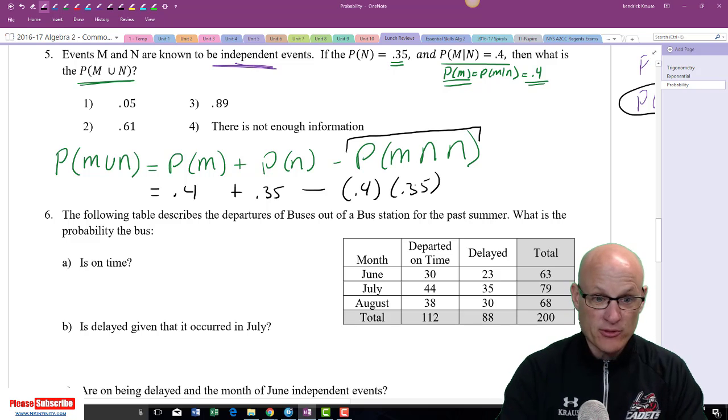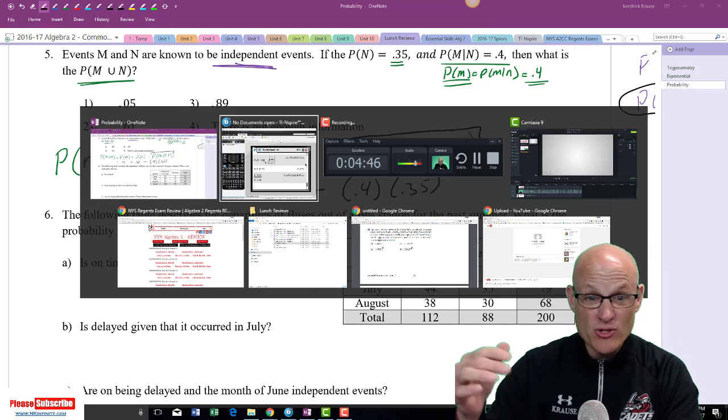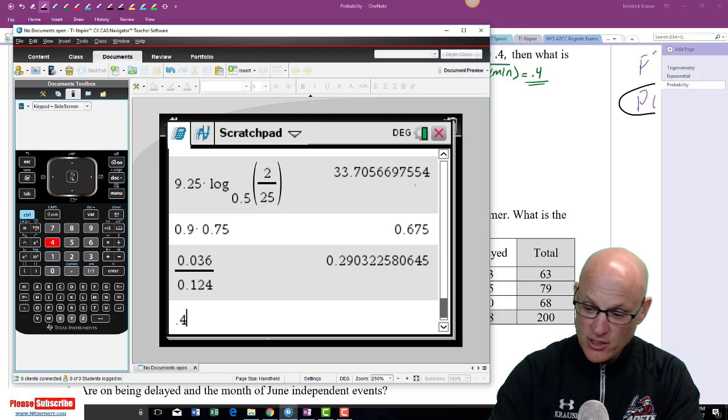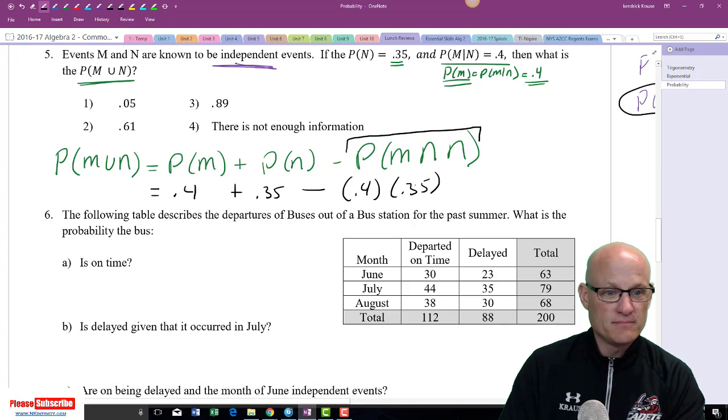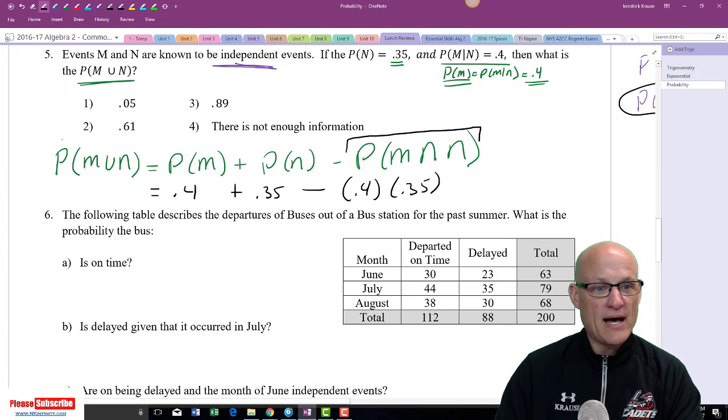So this is minus 0.4 times 0.35. And that's what you got to put in your calculator. Once you know that, then it's pretty easy. 0.4 plus 0.35 minus 0.4 times 0.35. 0.61. There it is, 0.61. Bodied. Anybody say that dumb thing in your school?